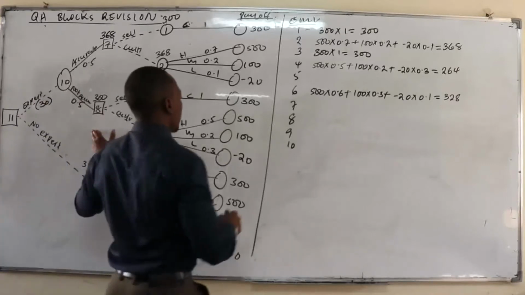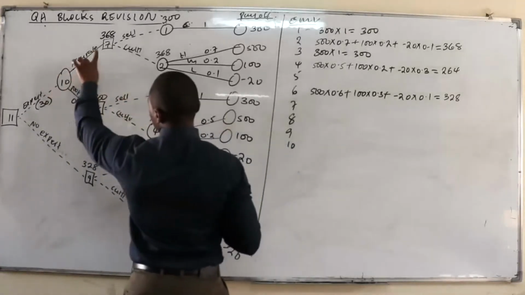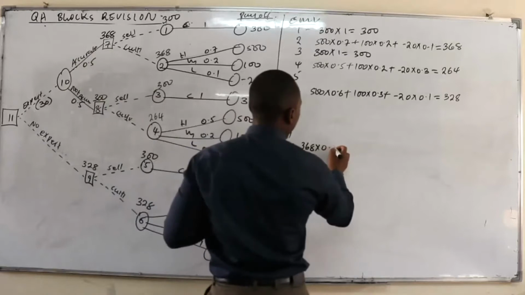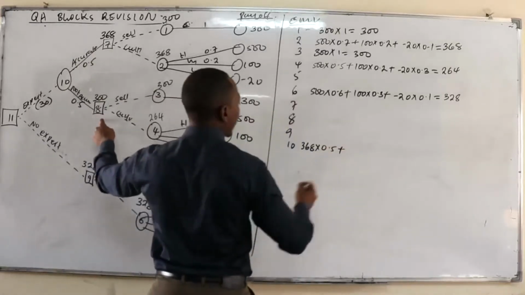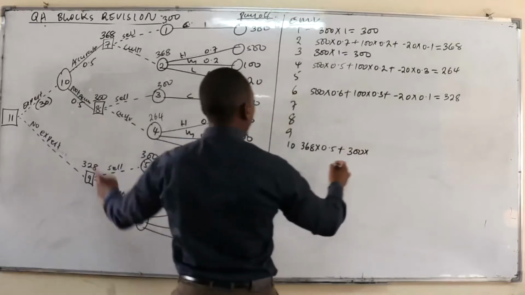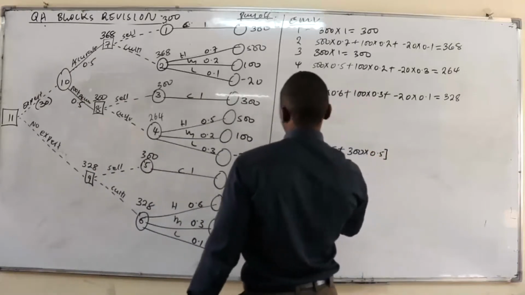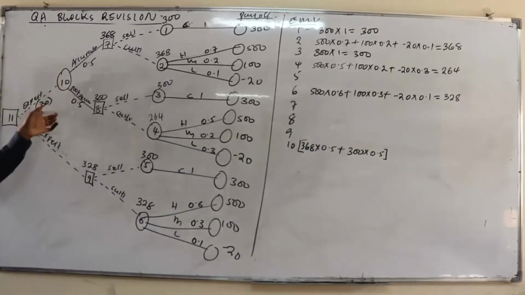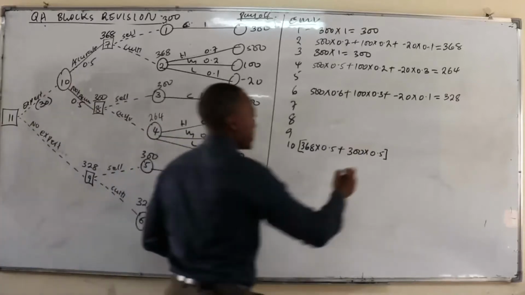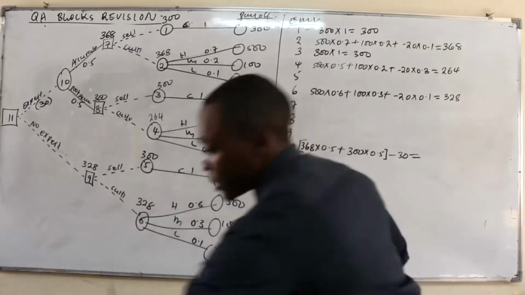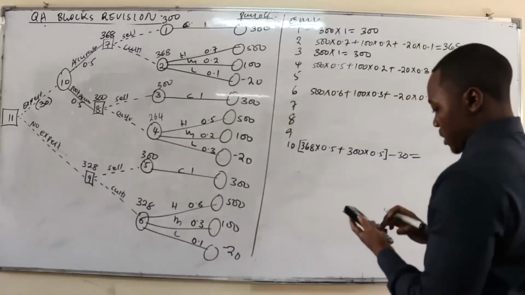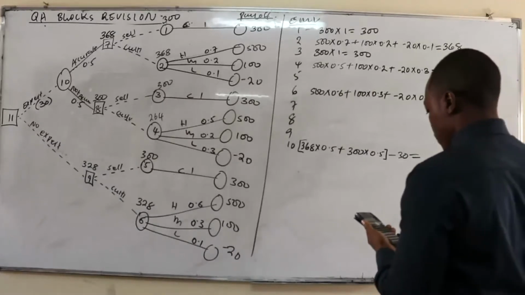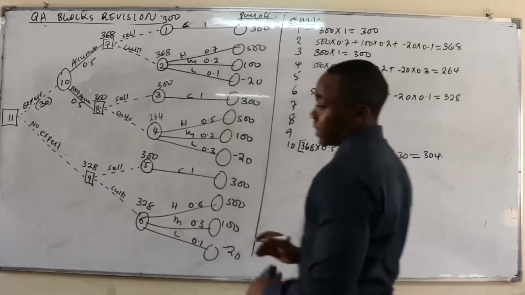So how do we get that? So let's be here at node 10. Node 10 has two outcomes. You can get 368 with probability of happening of 0.5, or you can also get 300, that's from node 8, with probability of 0.5. Then you deduct. For you to get that, you must incur a cost of hiring the expert of 30,000. You minus 30. So what do you get? And you get 304.